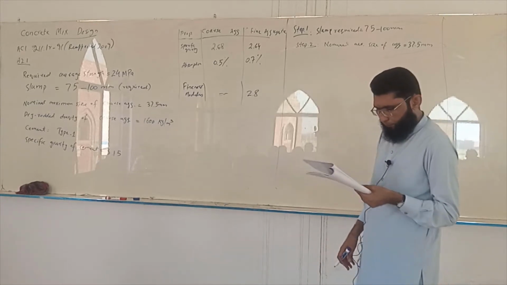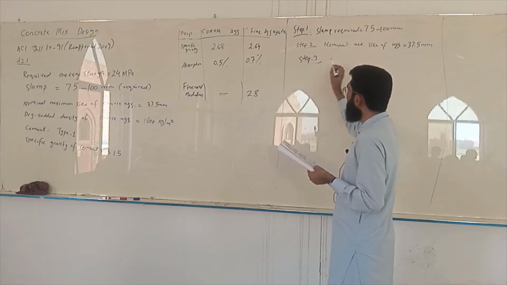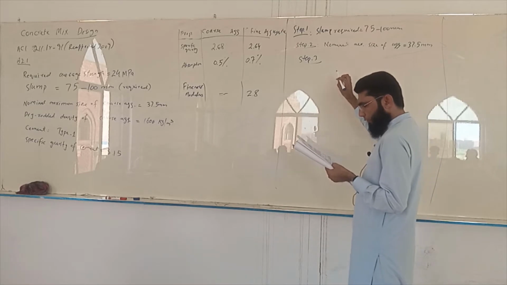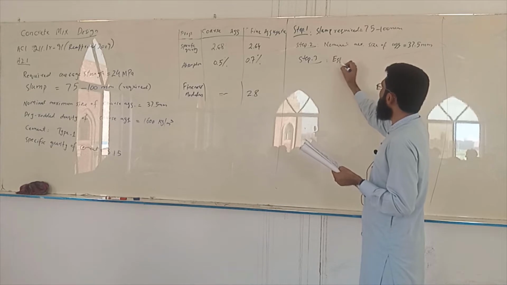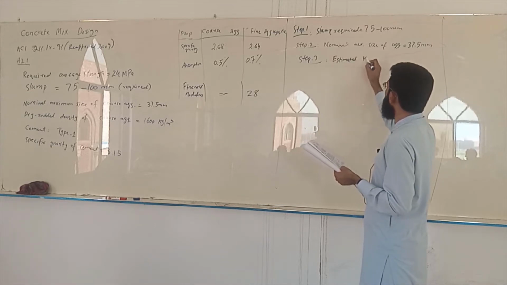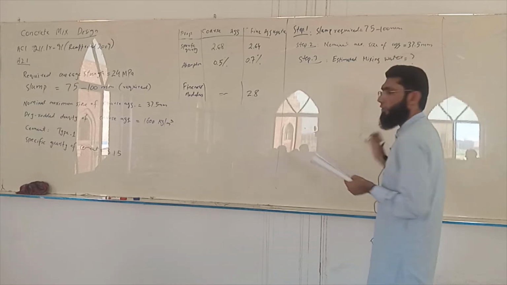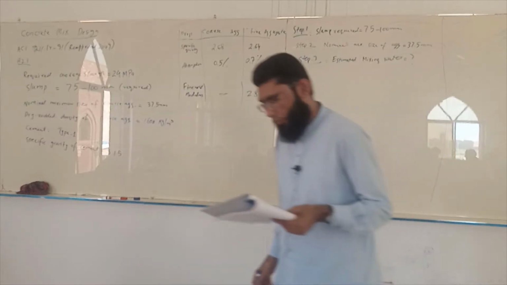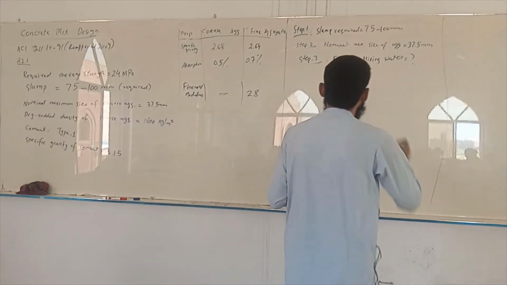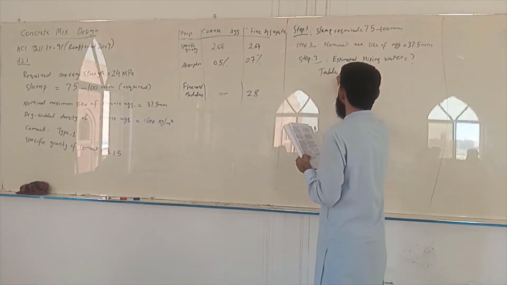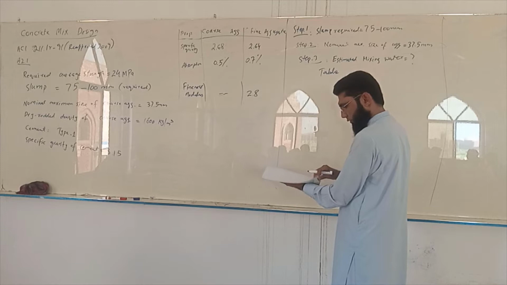Now step 3 is to decide the mixing water requirement. It is the estimated mixing water that needs to be decided. So how do we decide this? We have to use a table. So please all go to the table number. I'm going to write it down for you.